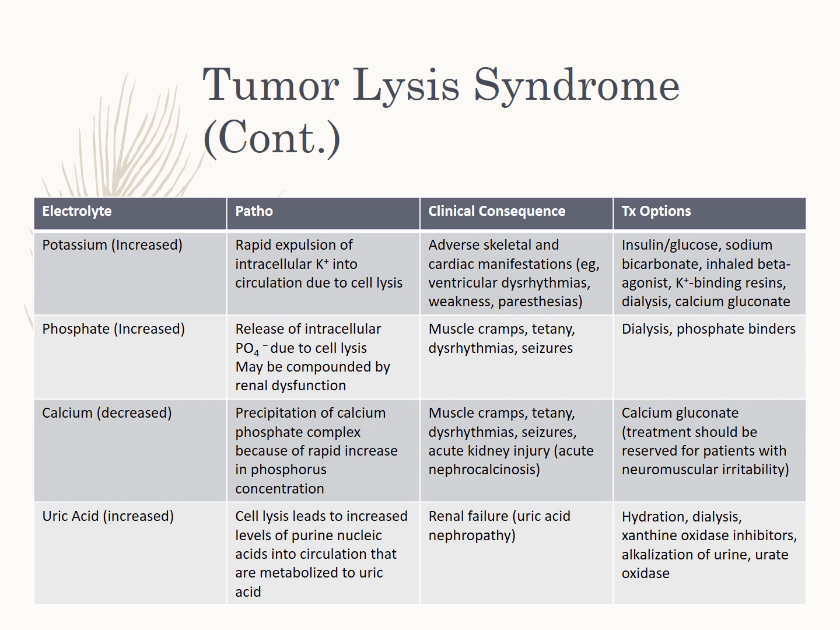And then you also have increased amounts of uric acid from the cell lysis, which leads to levels of purine. Basically, when the cells are lysed, you have purine nucleic acids that are in the circulation that are metabolized into uric acid. So that can lead to uric acid nephropathy, which leads to renal failure. So our best bet here is lots of hydration. And we can actually give some medications called xanthine oxidase inhibitors, and if needed, dialysis.